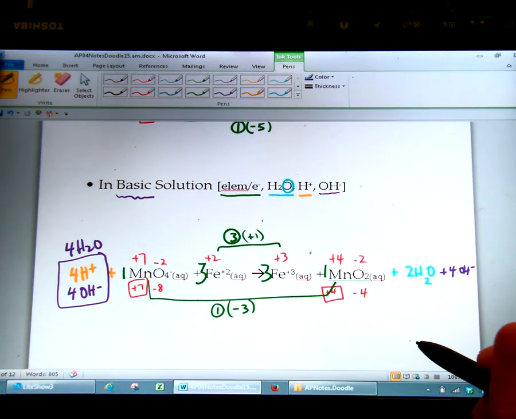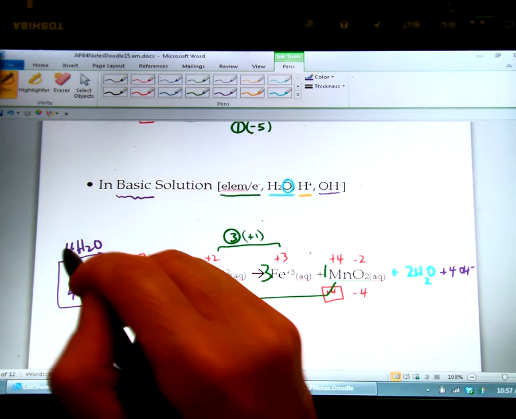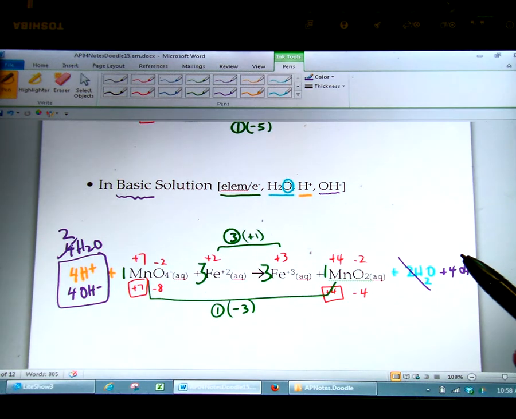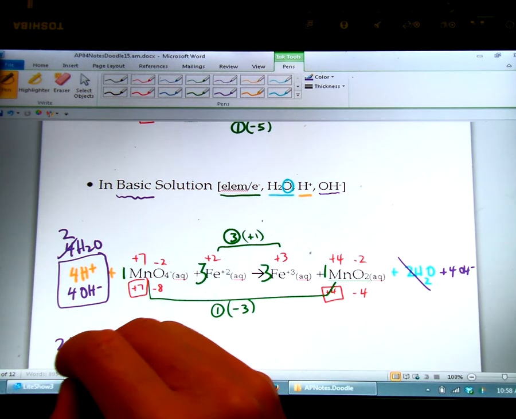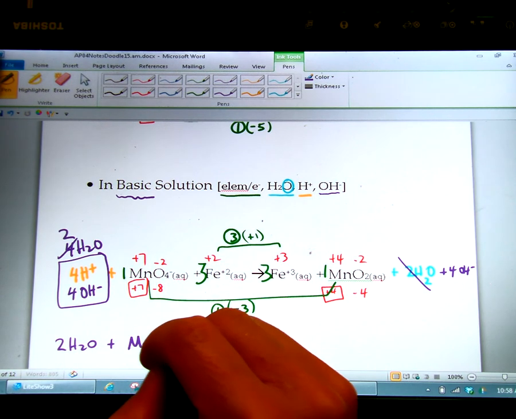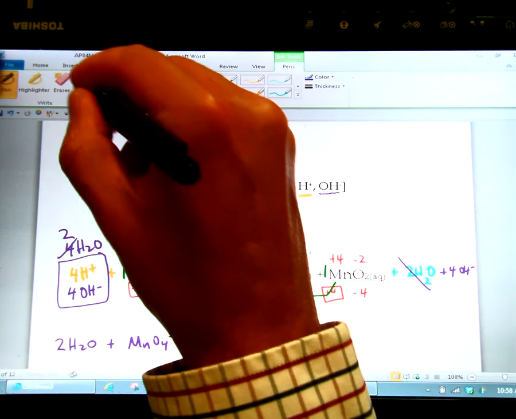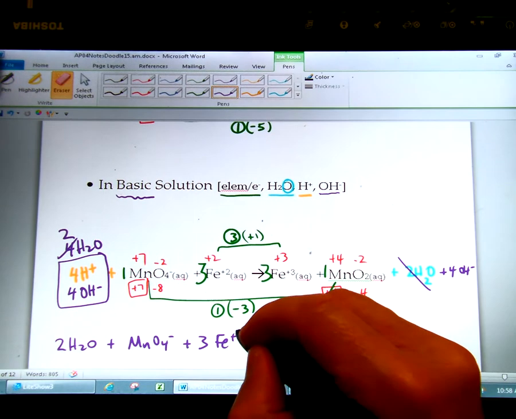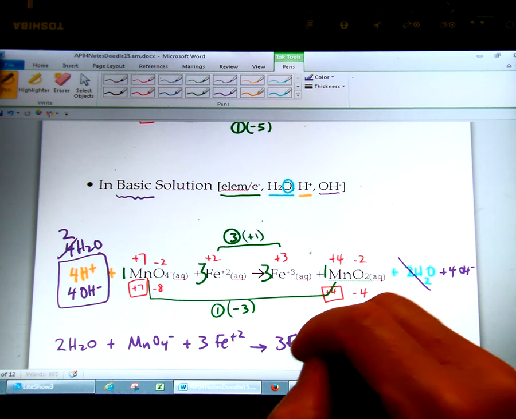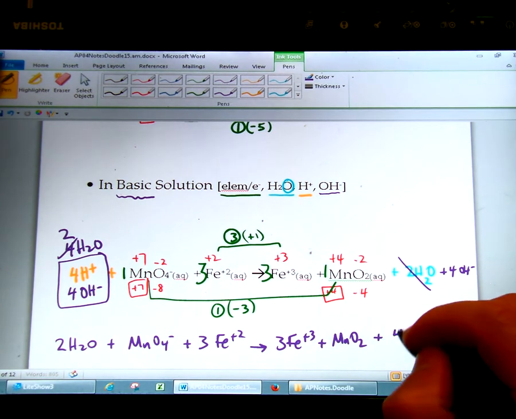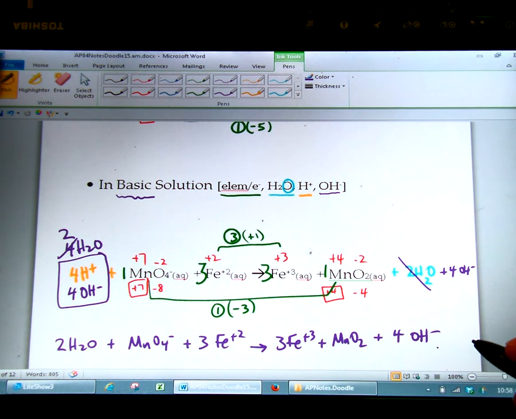And the last step is to simplify. So if you simplify this, you're going to see that 4 waters and 2 waters go away, and this is going to turn into a 2. So if you're going to rewrite this to be a little neater, you would write 2 waters plus MnO4 minus plus 3 Fe2+ will yield 3 Fe3+ plus MnO2 plus 4 hydroxides. And that again is the difference between balancing in an acidic and a basic solution.